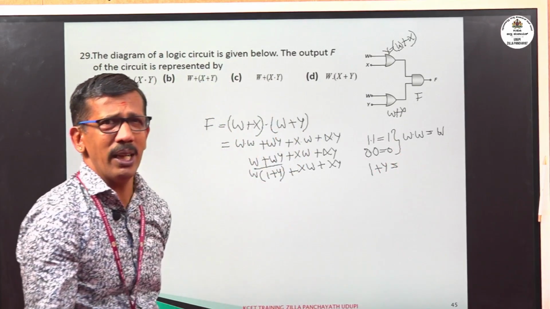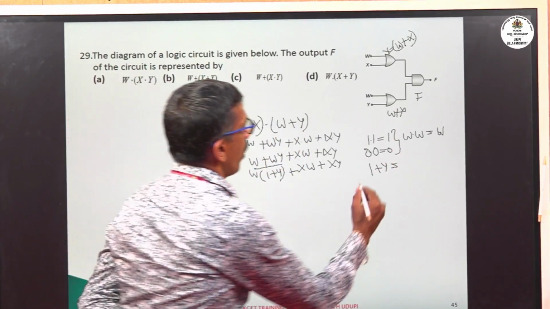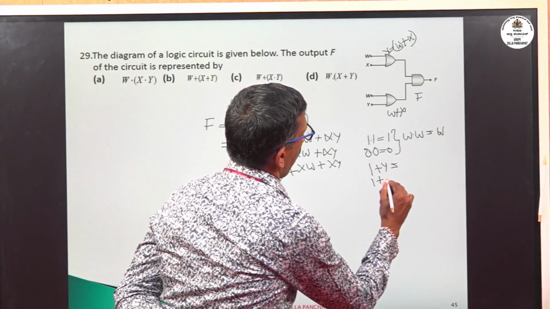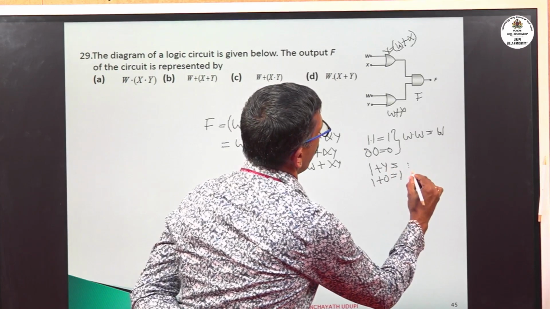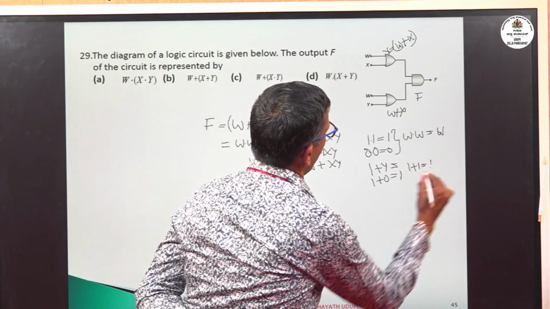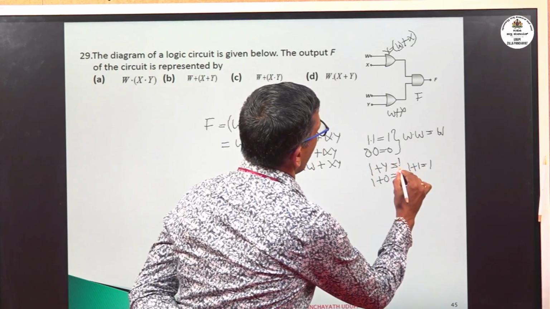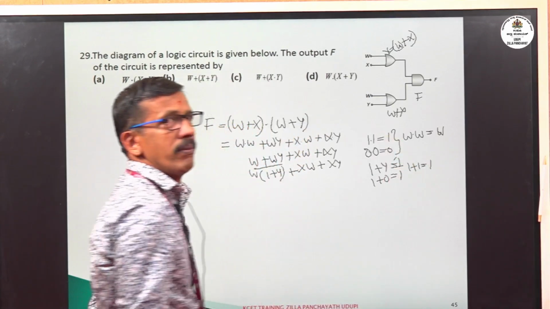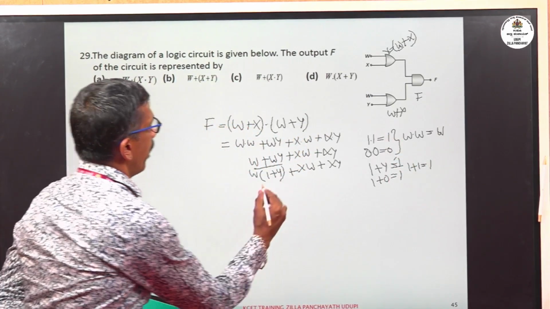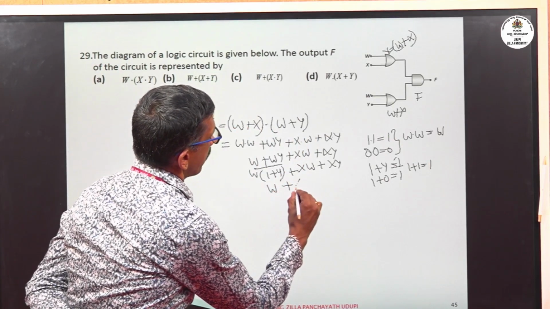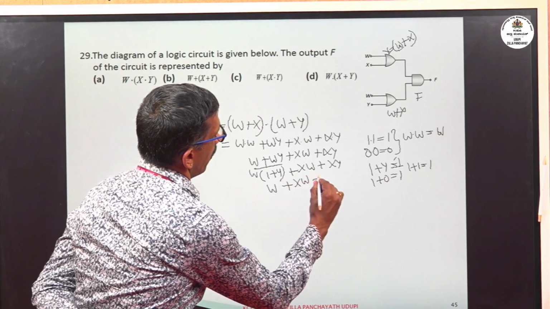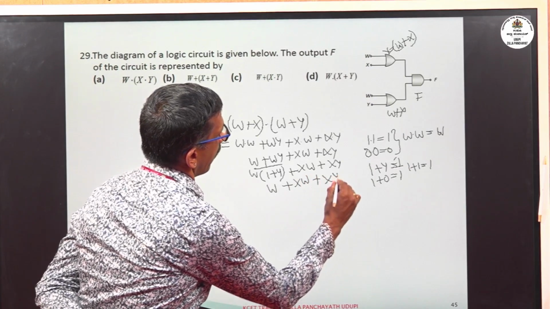Now we move on to 1 plus Y. Y may be 1 or Y may be 0. See, 1 plus 0 is 1. If I take Y as 1, 1 plus 1 is also 1. So 1 plus Y, I can write it as 1. So W into 1 is W, plus XW plus XY.